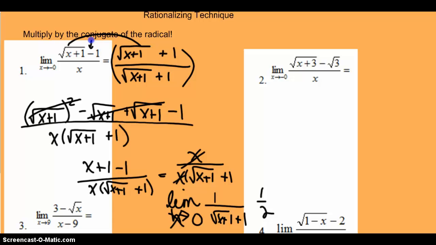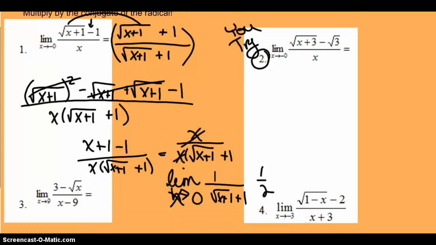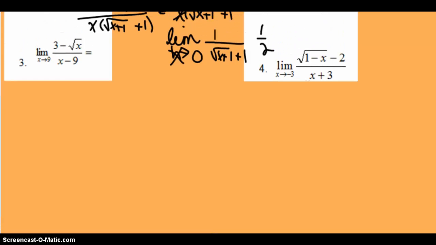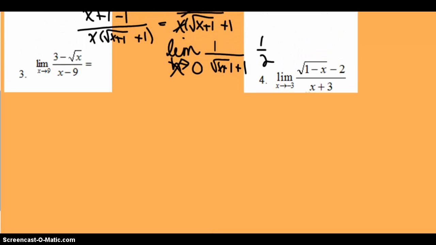Okay. So you will try number 2. Very similar procedure. So I'm going to do number 3 now. And I can see if I plug in the 9, we're going to have the same issue. So I'm going to multiply by the conjugate.